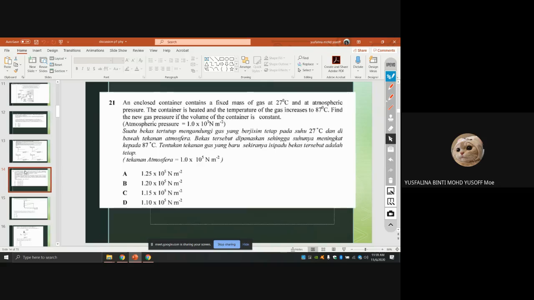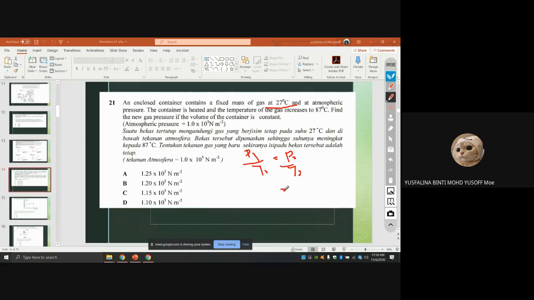Okay, an enclosed container contains a fixed mass of gas at 27 degrees Celsius and atmospheric pressure. The container is heated and the temperature of the gas increases to 87 degrees Celsius. Find the new gas pressure if the volume of the container is constant. So you have to use what gas law? This one is temperature and pressure, so P1 over T1 is equal to P2 over T2. This is Pressure's law.